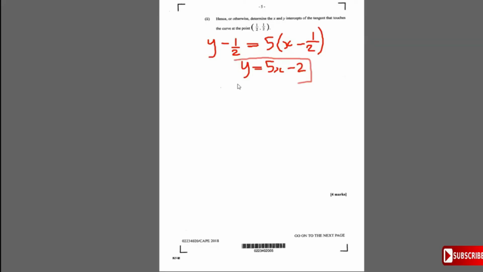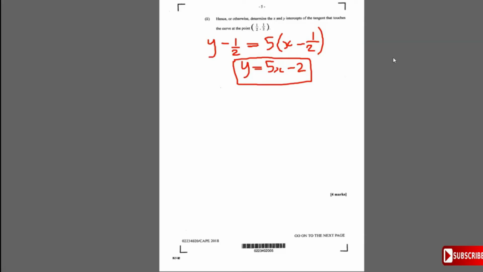Now let's look at what the question said. It said, hence determine the x and y intercepts of the tangent that touches the curve at the point a half. Determine the x and y intercepts of the tangent that touches the curve.